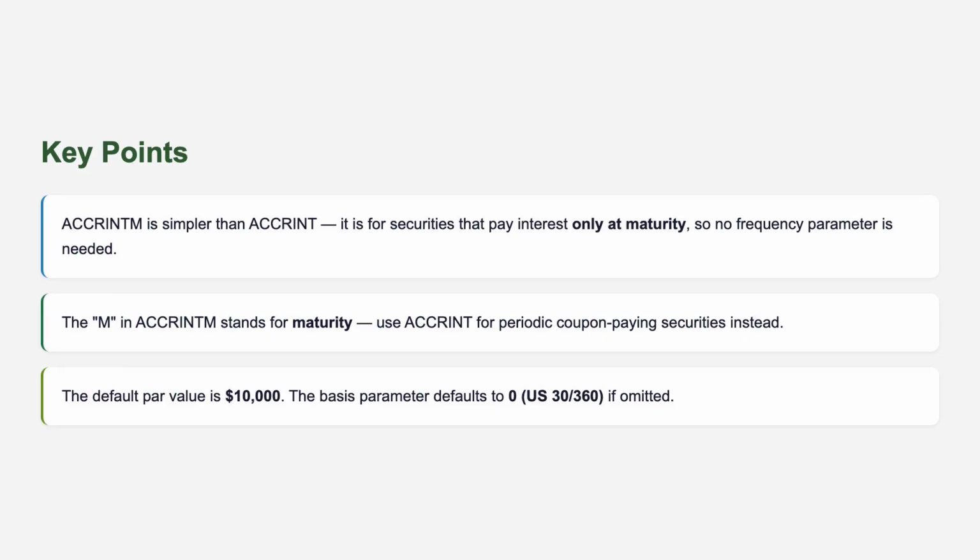ACCRINTM is simpler than ACCRINT because it handles securities that pay interest only at maturity, so no frequency parameter is needed. The M in ACCRINTM stands for maturity. Use ACCRINT instead for periodic coupon-paying securities. The default par value is $10,000.